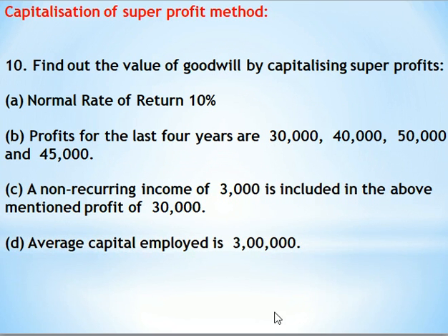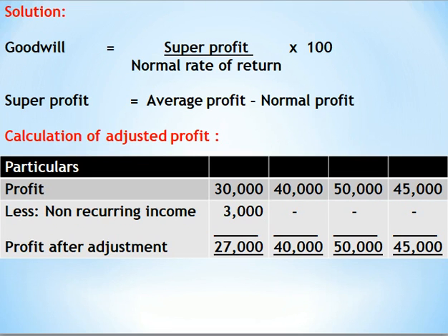We have to less rupees 3,000 of non-recurring income in the profit of rupees 30,000. We have to less 3,000 from the profit of 30,000, which gives you rupees 27,000, and we have to bring down the amount of the rest of the profits, which is our profit after adjustment.